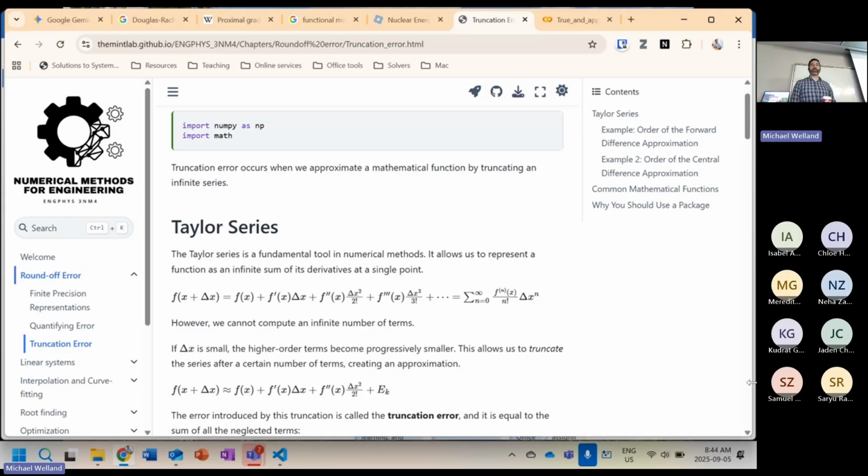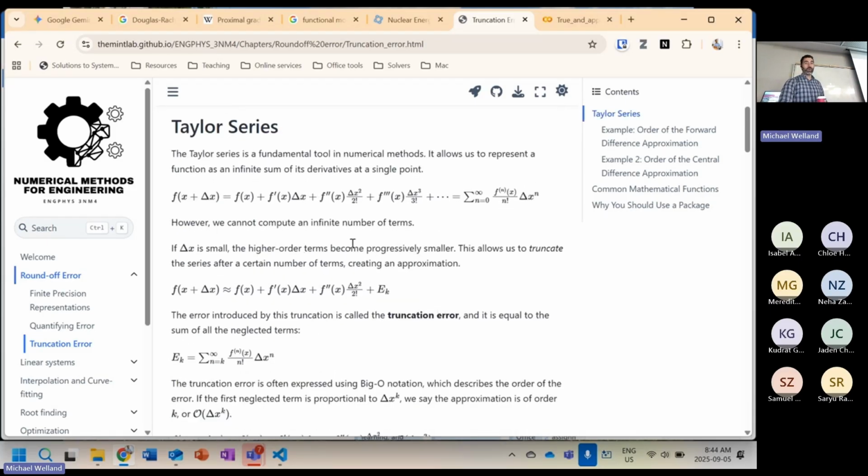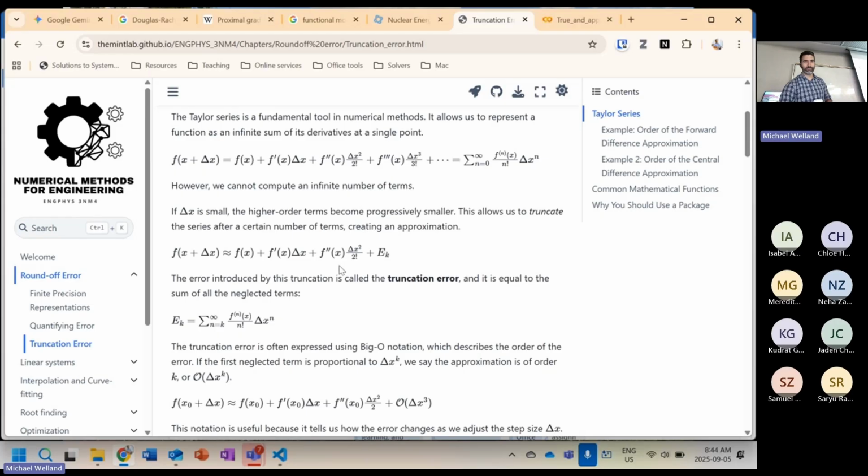Truncation error is because approximating a mathematical function is typically done by Taylor expansions. There are problems with that. We'll see what they are. Everybody's done Taylor expansions. You'll be doing Taylor expansions for the rest of your life, honestly. They're just massively, massively powerful. Okay, here's the equation. Everybody should know it. We cannot compute an infinite number of terms, right? Everybody knows that at this point. Okay. If delta x is small.